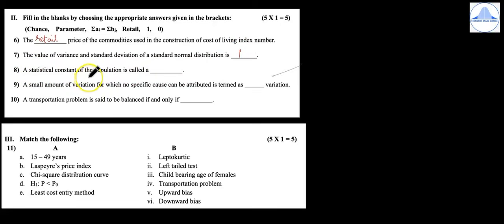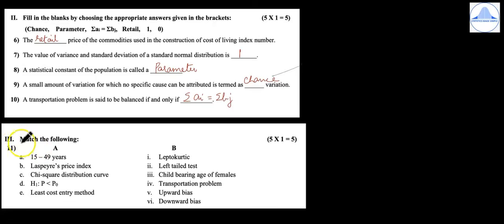Seventh question, the value of variance and standard deviation of a standard normal distribution is, actually both of them are equal and the correct answer is 1. 8. A statistical constant of the population is called as a parameter. Then ninth, a small amount of variation for which no specific cause can be attributed is termed as dash variation. So this question is from the SQC chapter. The correct option is chance variation.